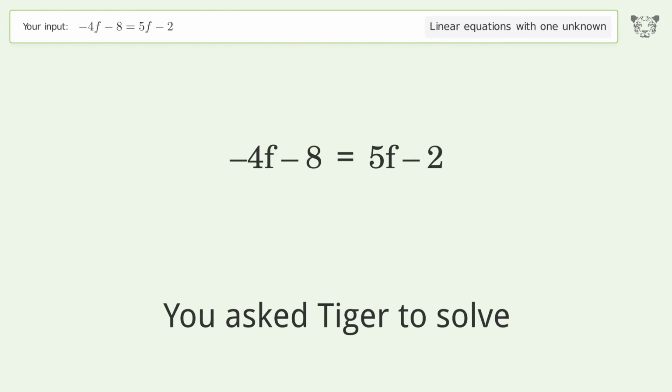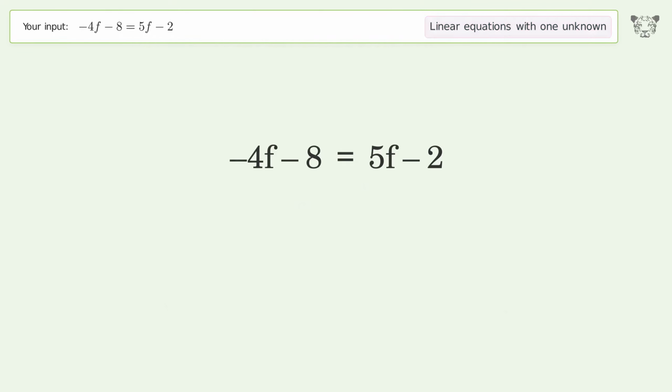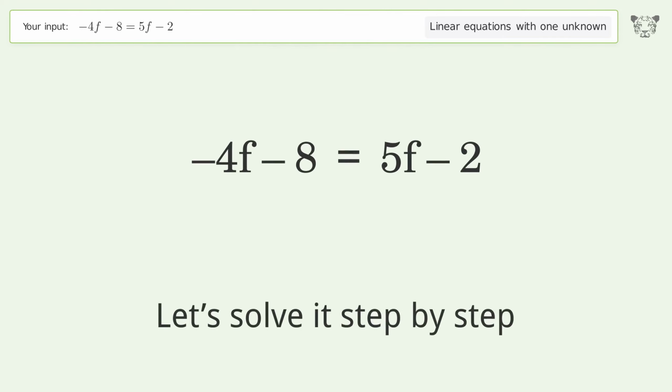You asked Tiger to solve this. It deals with linear equations with one unknown. The final result is f equals -2/3. Let's solve it step by step.